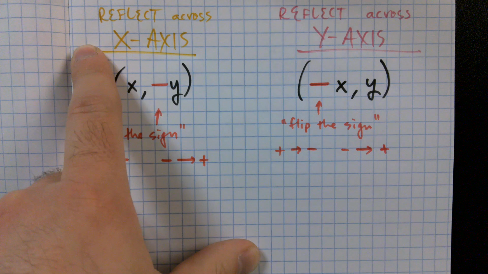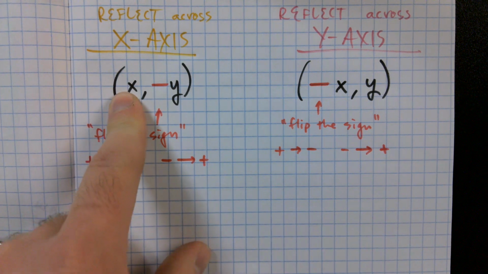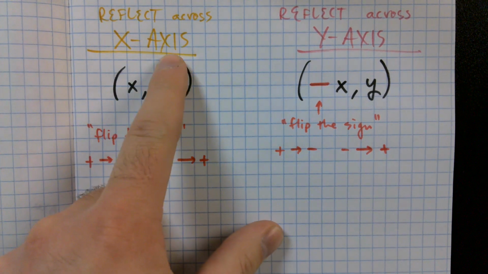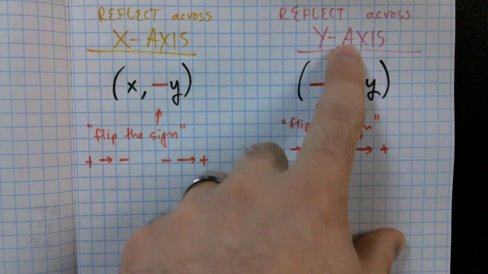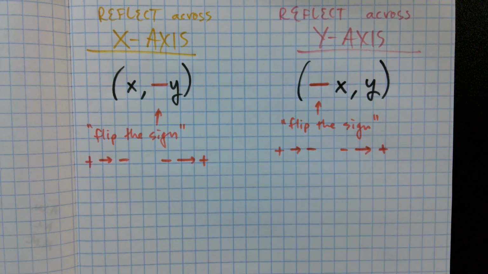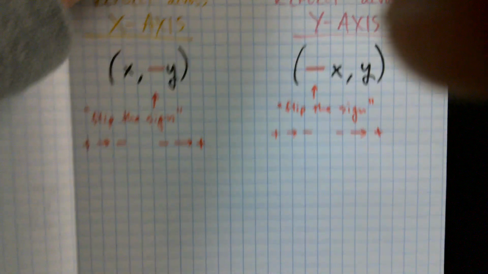So you may think, oh, I'm reflecting on the x, I'm going to make x negative. No, you got to think the other way. If I'm flipping over the x, my y is negative. If I'm flipping over the y, my x is negative. Okay?